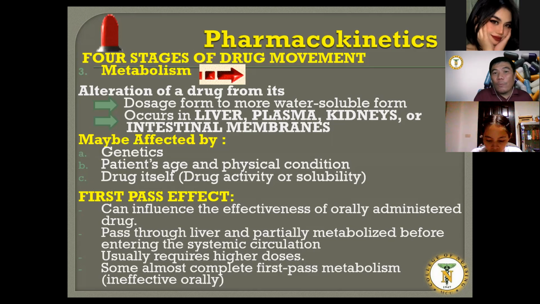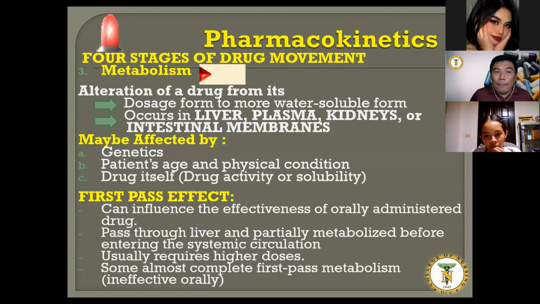Usually, the metabolism occurs in the following: the liver, the plasma, the kidneys, or the intestinal membranes. Moreover, we have mentioned, di ba, the major organ is the liver. Okay? And this is in coordination with the kidneys. We said earlier that other drugs that may not have the first pass effect in the liver, we have the lungs, and the other one is the intestine.